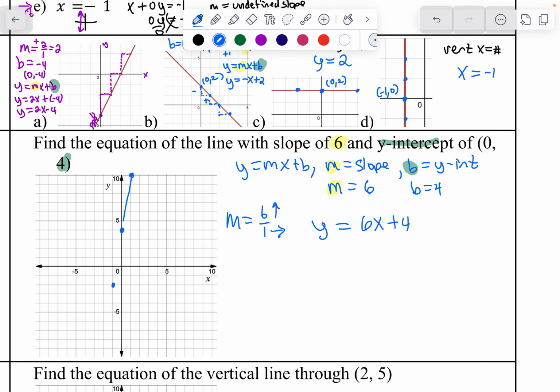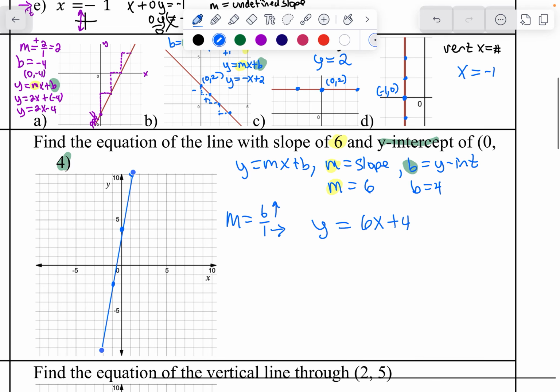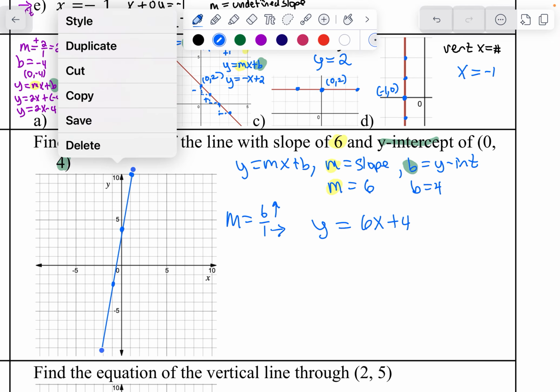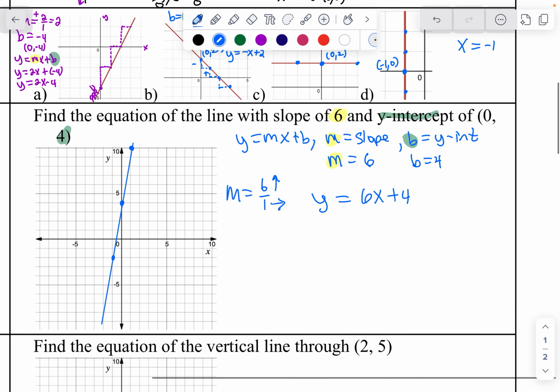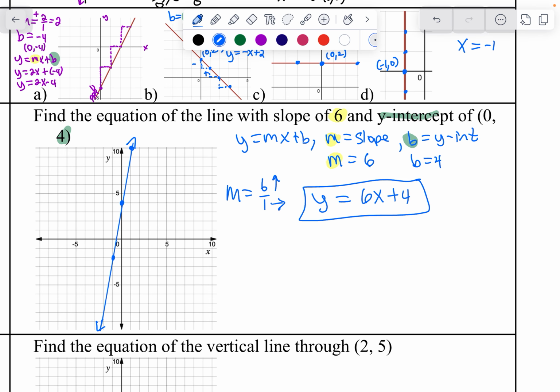And then I'm going to make my line. I'm going to really stretch it across my graph paper because a line is endless, it keeps going. And then I'm going to put arrows on the ends to say that it keeps going on and on forever and ever. Okay? So that is how you find the equation. Here's your equation and the graph, given the slope and the y-intercept.